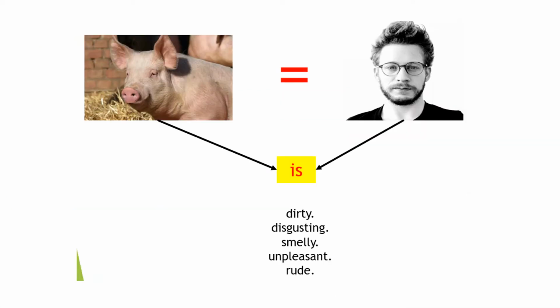We could use a simple graphic organizer, such as the one here, to show the idea that if a pig is dirty, disgusting, or any other of the ideas listed here, and the man presents similar qualities, then the man can be equated to the pig in the sentence, "the man is a pig," even when in reality he isn't.